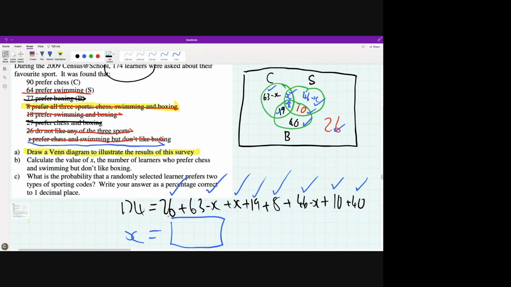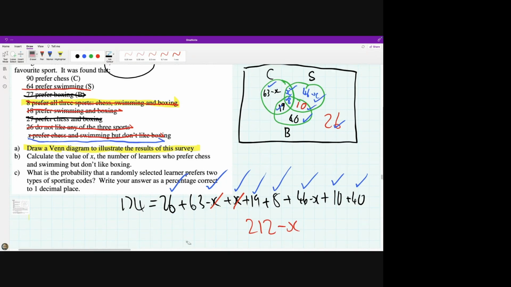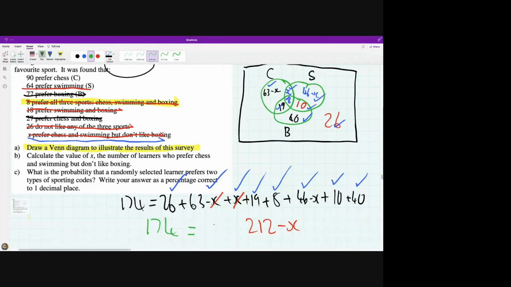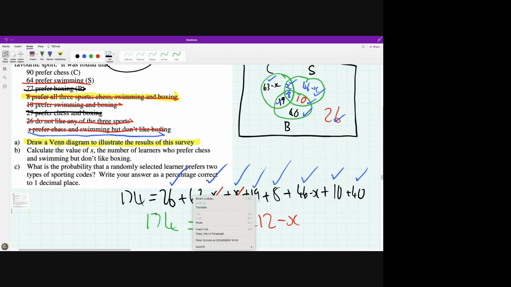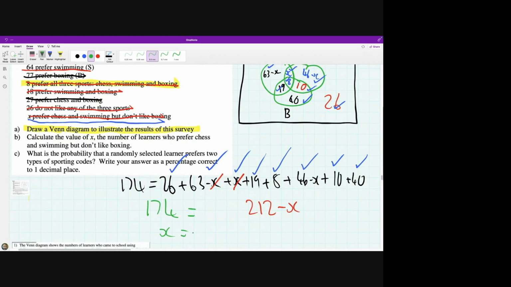Now to do that, all I'm going to do is clean this equation up. So minus x plus x goes out the door. And all you need to do is move these numbers around. So 26 plus 63 plus 19 plus 8 plus 46 plus 10 plus 40. So I get 212, but I've also got a minus x. And on this side, I have 174. And so then to get x, I bring it across to the other side. And I would just get x is 212 minus 174.